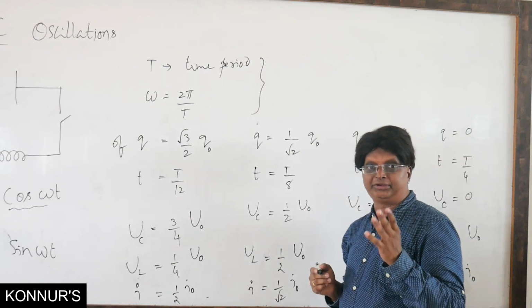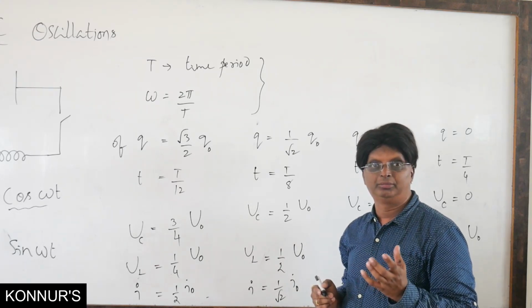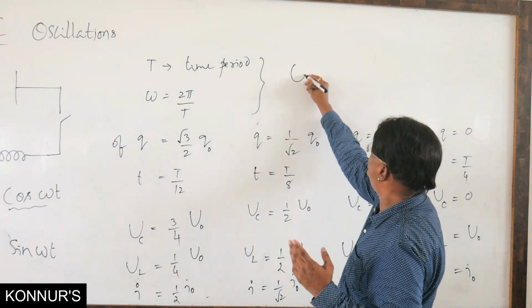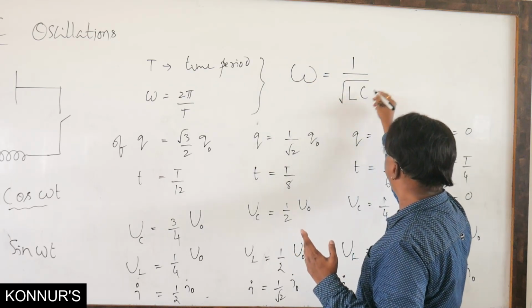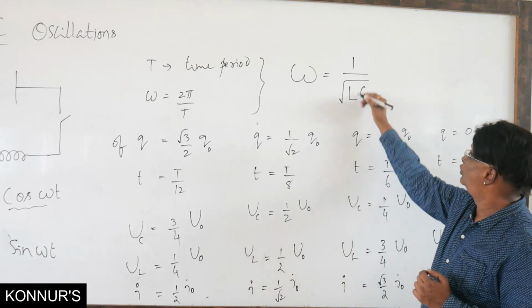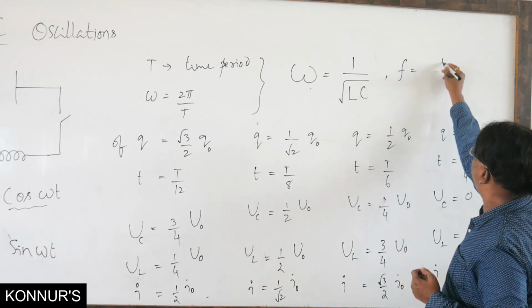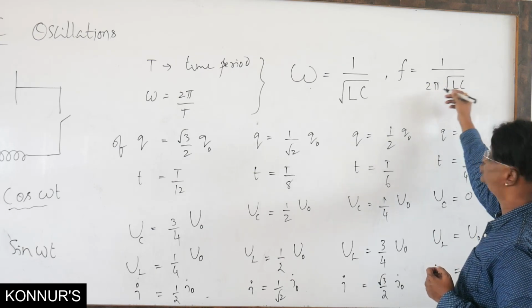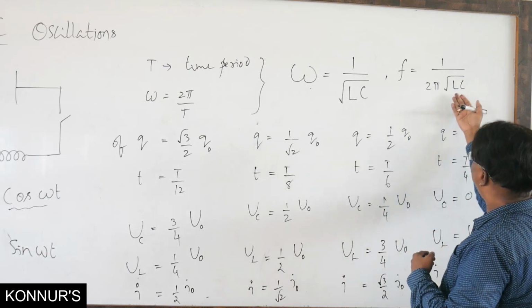Now, last but not the least, an all important thing: during LC oscillations, the periodic oscillations, what will be the expression for the time period and frequency? That expression is omega is 1 upon root LC. L for inductance and C for capacitance, 1 upon root LC is omega. Therefore, whenever you need frequency, f is equal to 1 upon 2 pi root LC, and the reciprocal, 2 pi root LC, will be the time period. It may be given as numbers or as symbols.